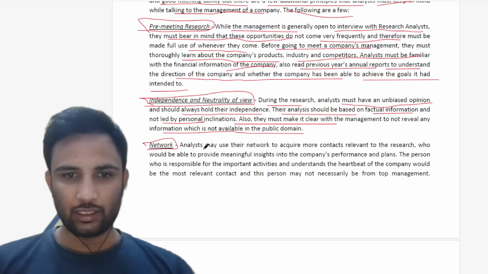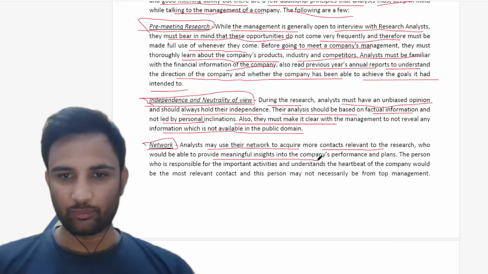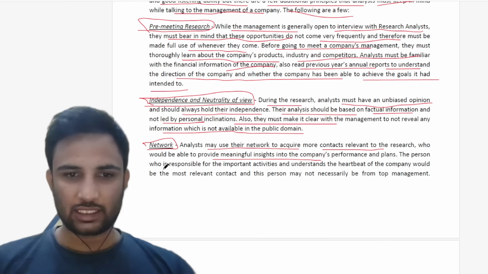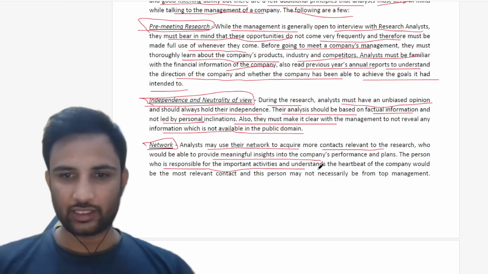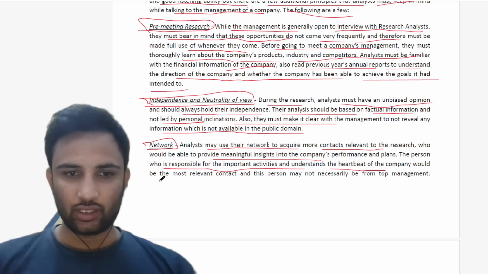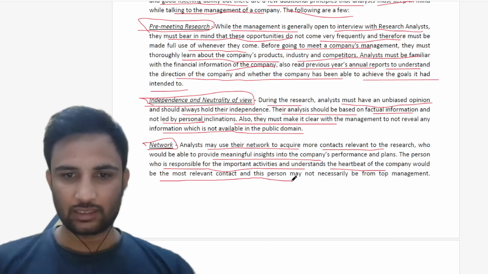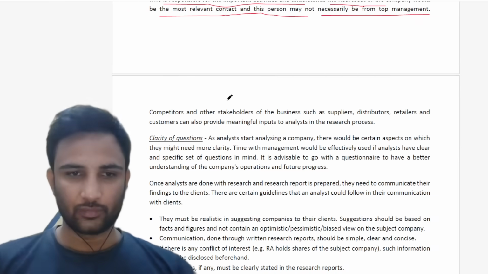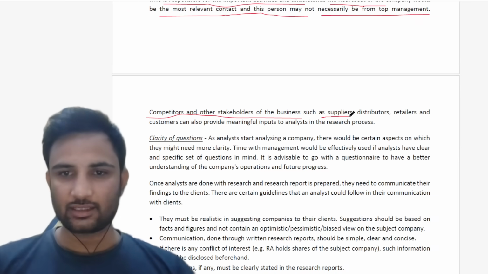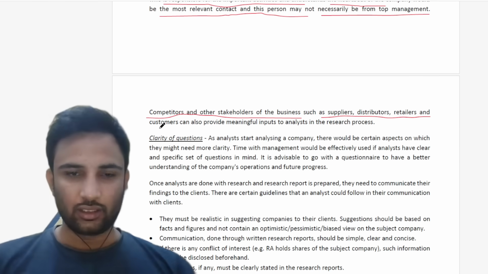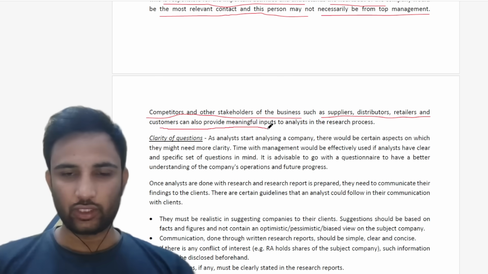Network: analysts may use their network to acquire more contacts relevant to the research who would be able to provide meaningful insights into the company's performance and trends. The person who is responsible for the important activities and understands the heartbeat of the company would be the most relevant contact, and this person may not necessarily be from the top management. Competitors and other stakeholders of the business, such as suppliers, distributors, retailers, and customers, can also provide meaningful inputs to analysts in the research process.